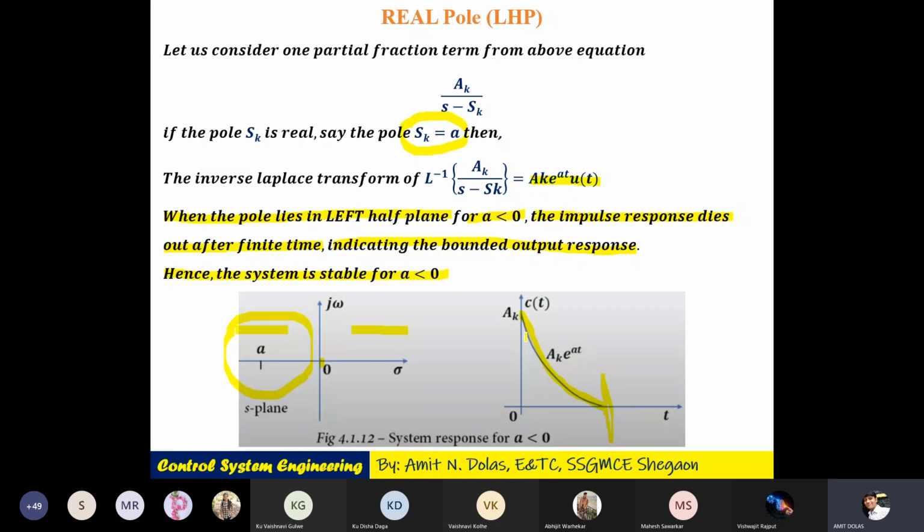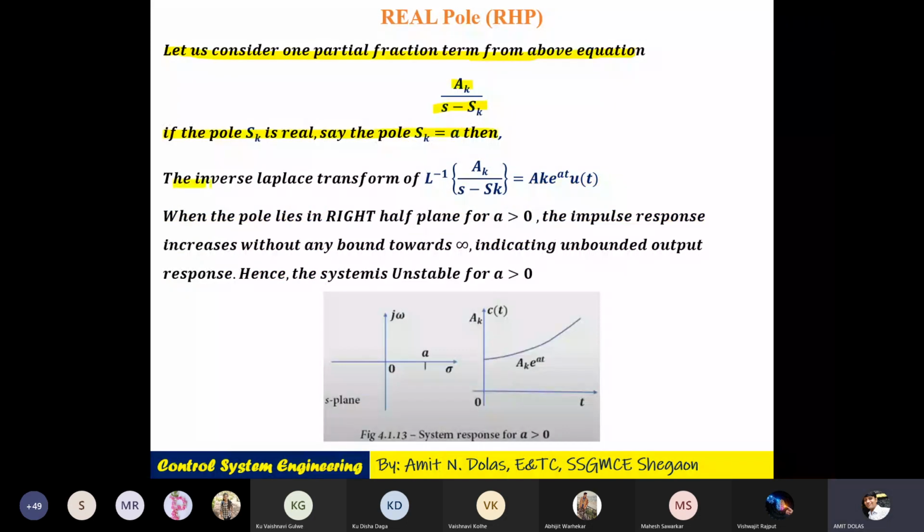Let's move to the second example. Let us consider the same partial fraction example, ak upon s minus sk. Then the real pole is a. The inverse Laplace transform is again the same, ak into e raised to power at into u of t. When the pole lies in the right hand side of the plane, then what happens? a will be greater than 0. That means e raised to power at will be there, with no minus sign. The impulse response increases without any bound towards infinity.